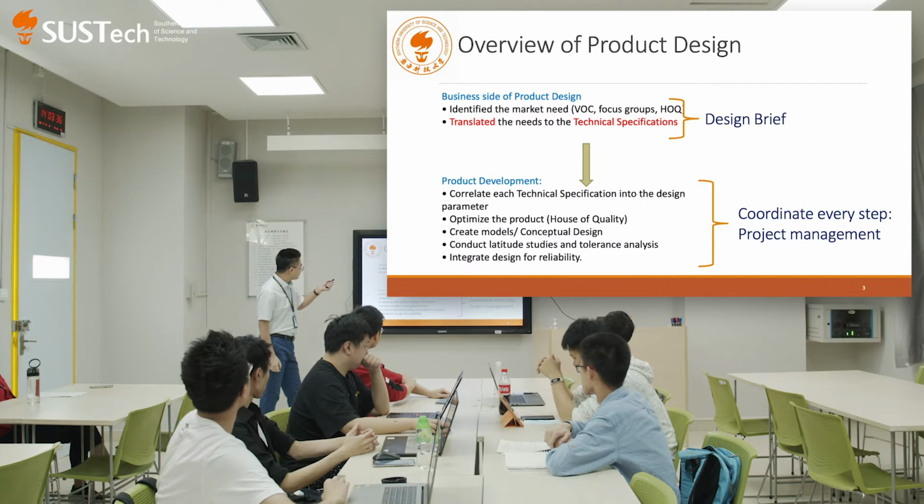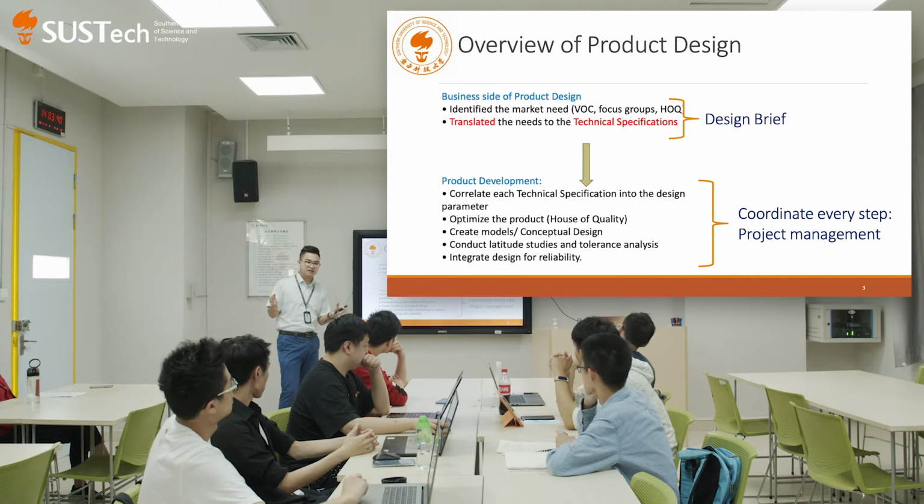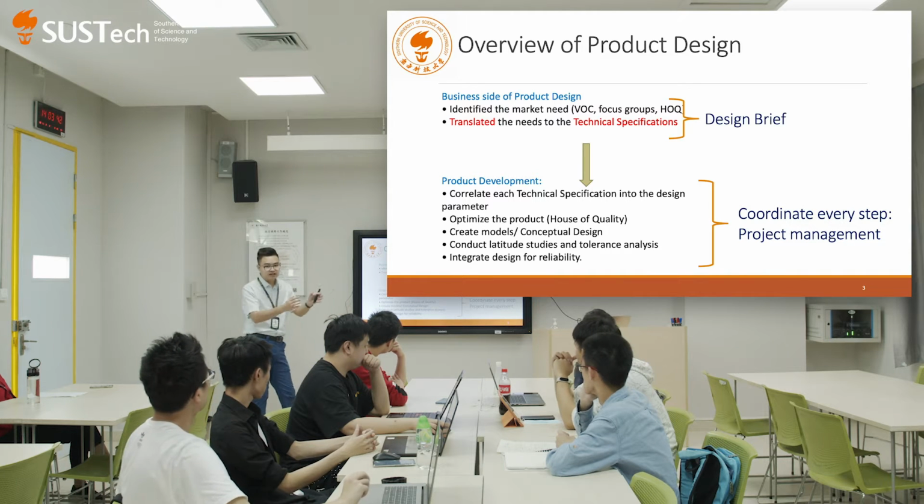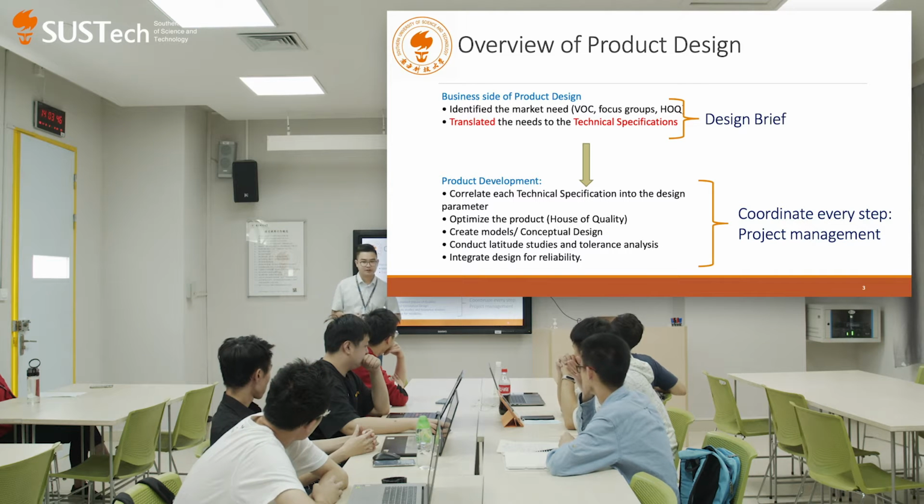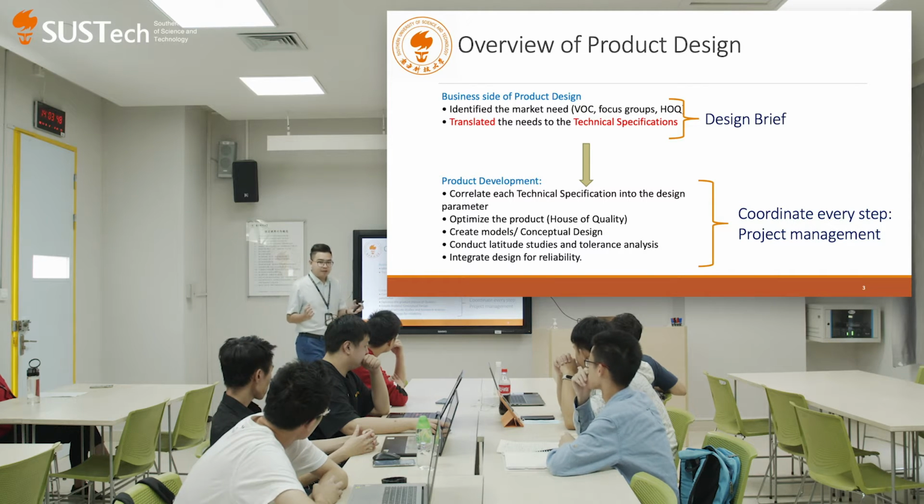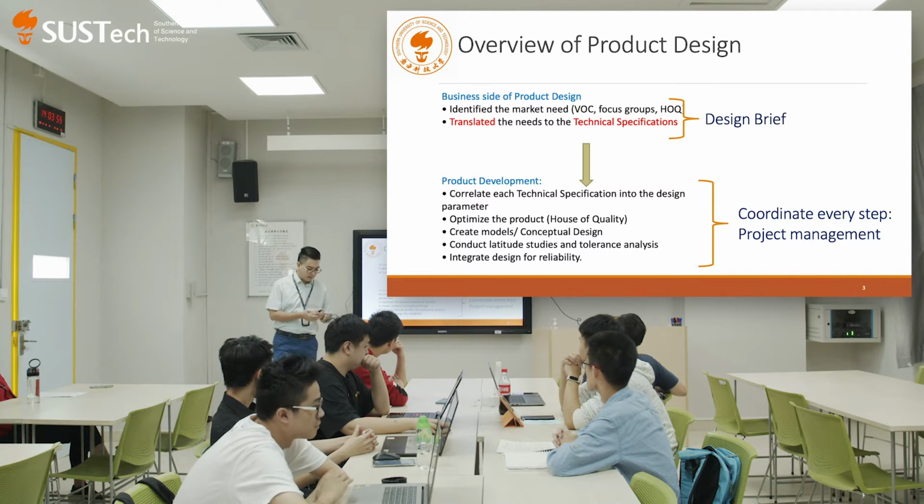So that's what we do here. We have accomplished the business side of the product design, and then we take all those ideas and move to the next step. We initially start the product development, right? And how we coordinate every step of the project is called project management.